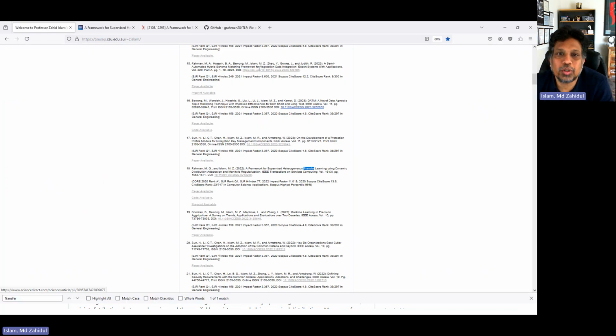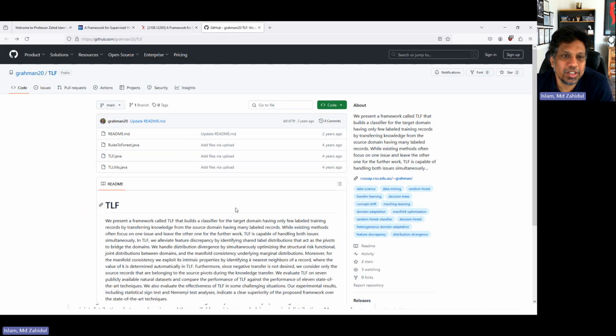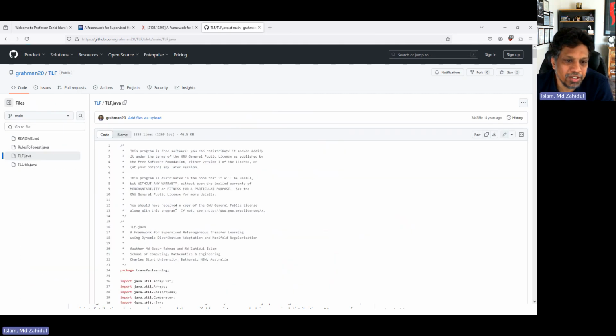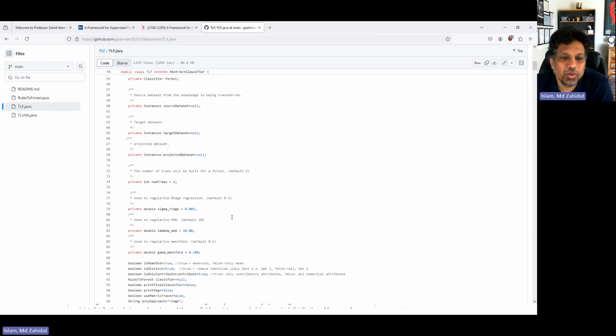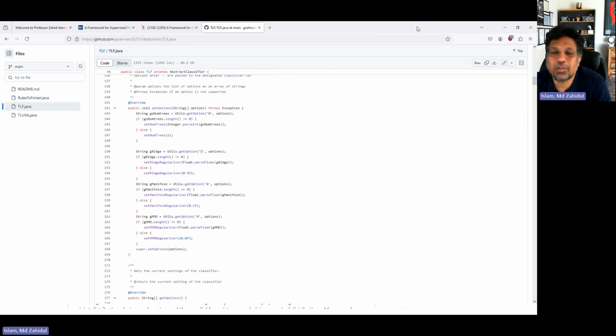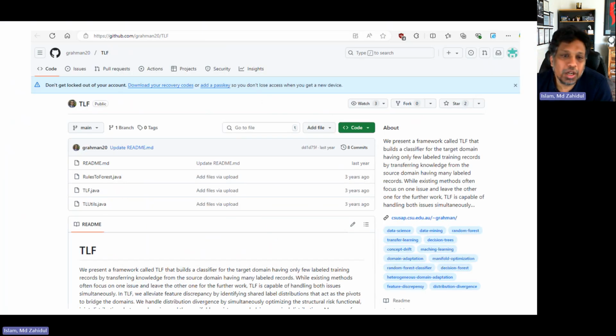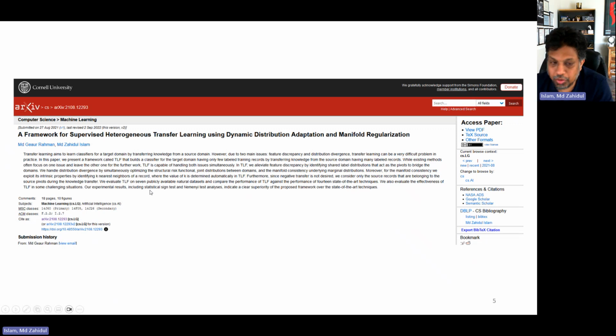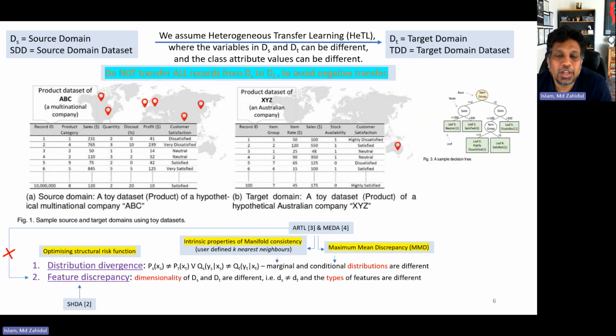The code is also freely available, and this is the GitHub repository of Dr. Zahid Rahman, where you can see the code. Here are the Java files. You can access them, download them, use them, modify them, and they will also be helpful for publishing your paper. That's what I'm saying in this slide. The next slide shows you the preprint version on arXiv.